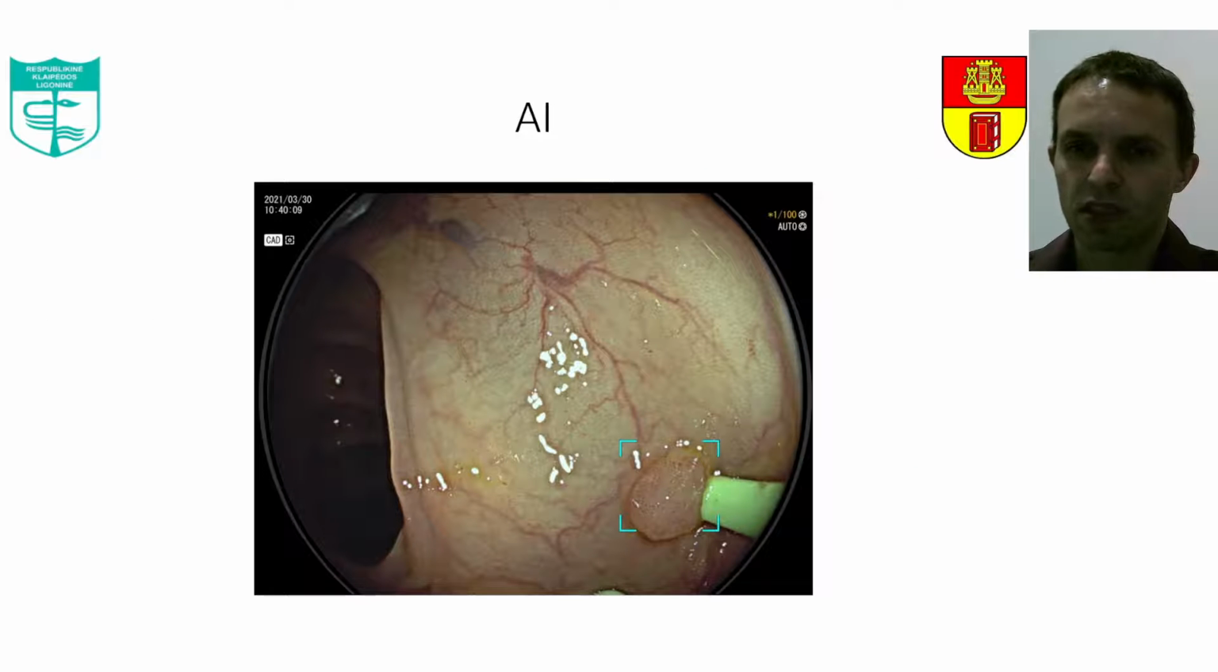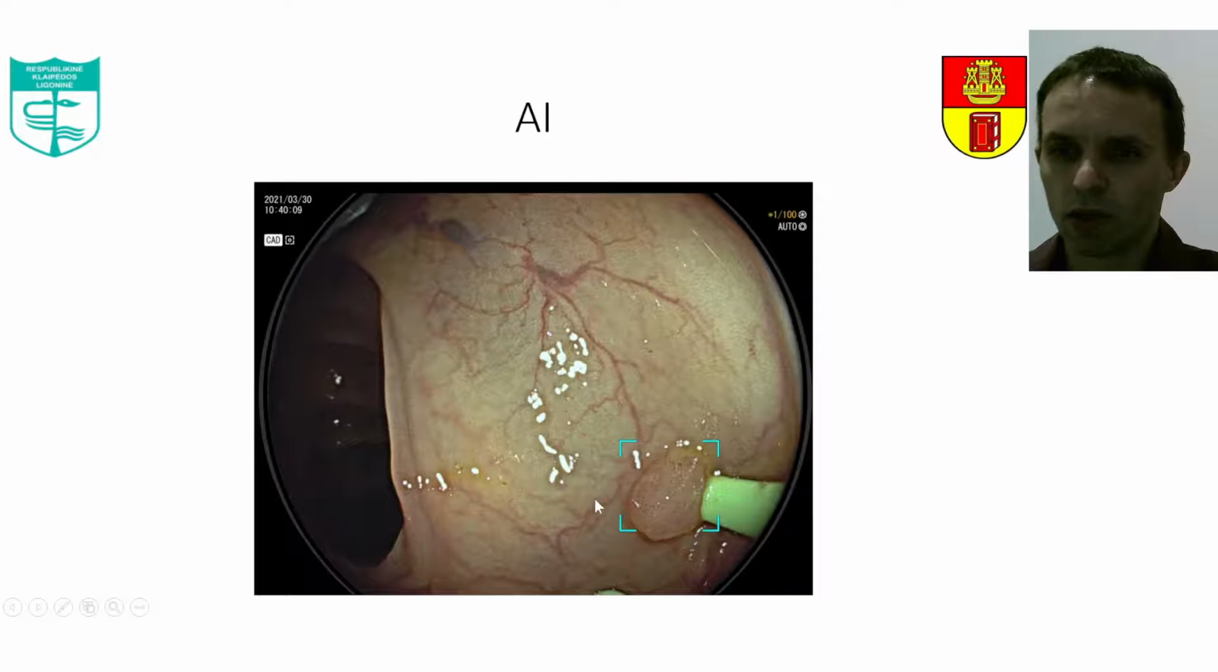Of course, I must mention artificial intelligence devices, which detect artifacts in the colon much faster than the eye of the endoscopist. In this case, the artificial intelligence device showing a blue square warns the endoscopist about a possible lesion, and it appears to be an adenoma of 4 mm size.